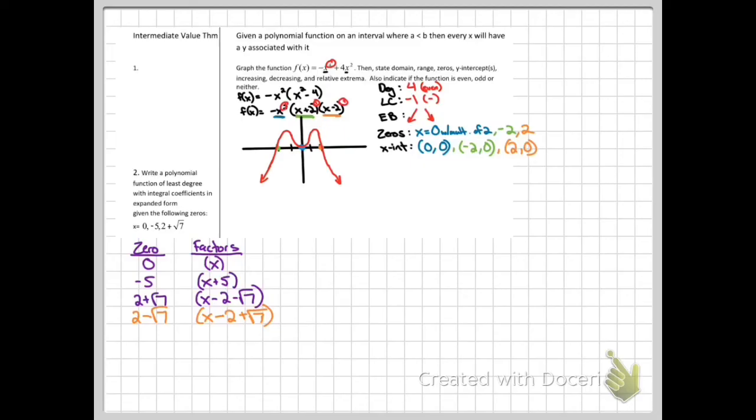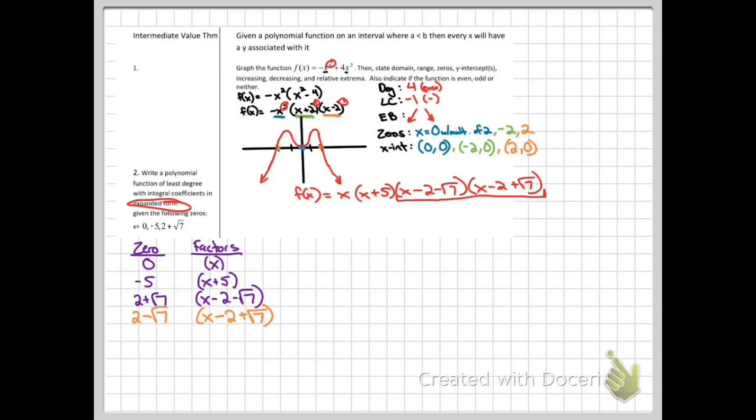So what I need to do right now is, my answer basically is going to be f of x equals x times x plus 5 times x minus 2 minus √7 times x minus 2 plus √7. But this is in factored form, and it clearly says expanded form. So we need to take the time to multiply this out. My suggestion is to always multiply these conjugates together first. One with a plus, one with a minus. When you multiply those together, nice things will happen.